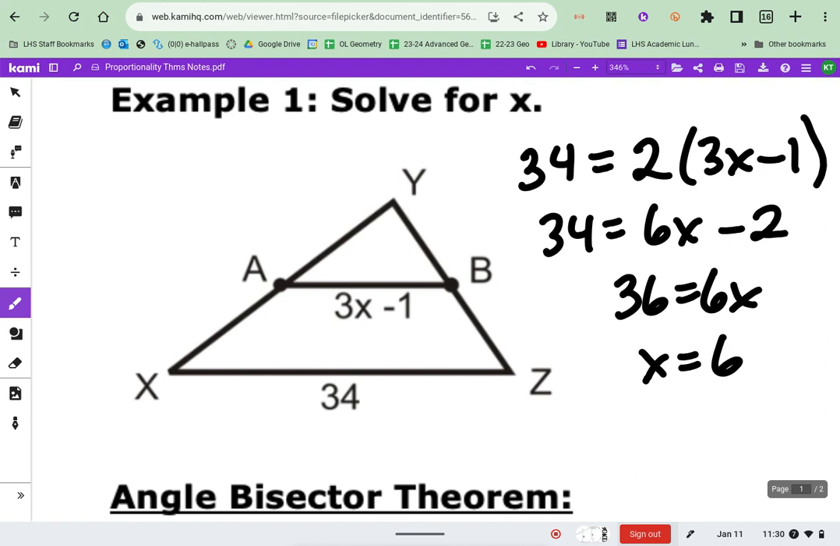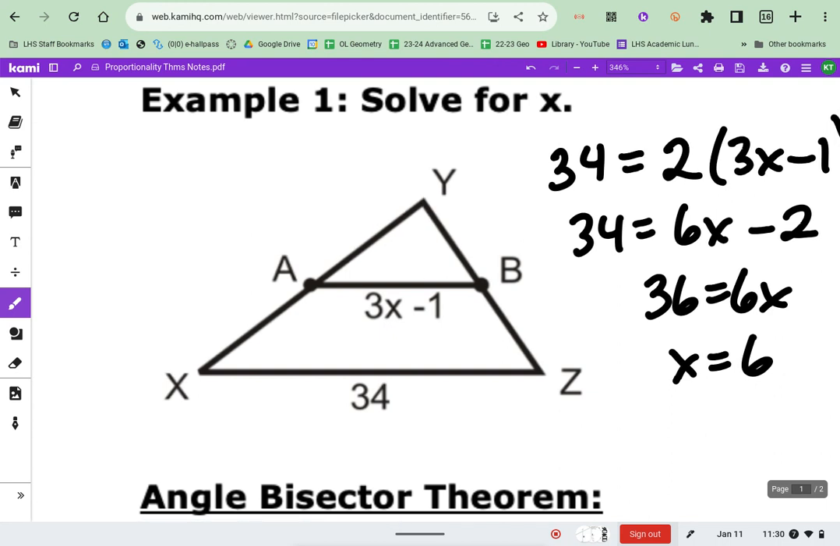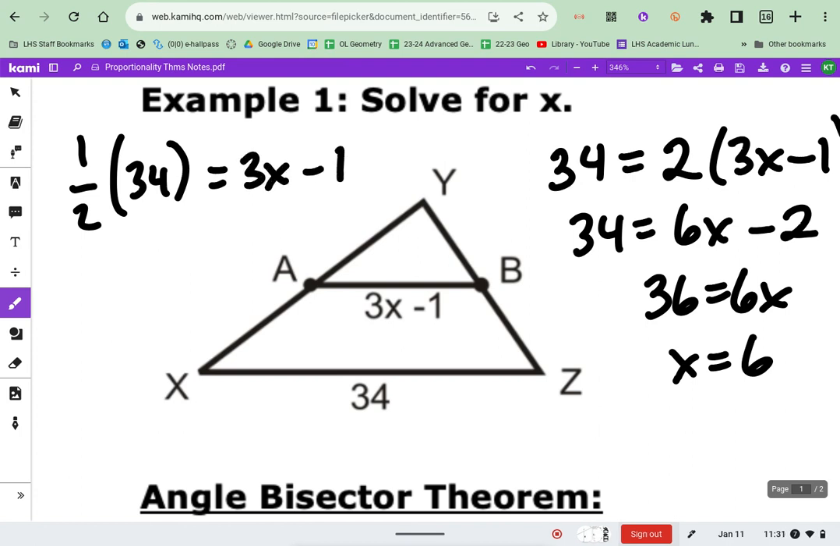Also, I got a question earlier of, is that the same thing as just saying one half of the base is equal to the mid-segment? And the answer is yes. So either way that works for your brain to think about it, you can set it up like that.